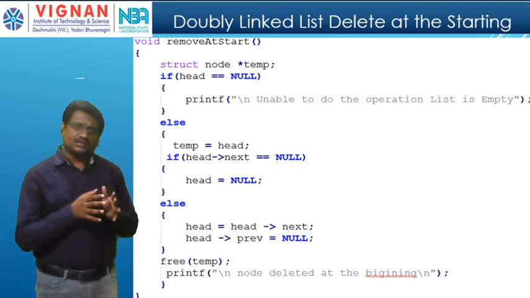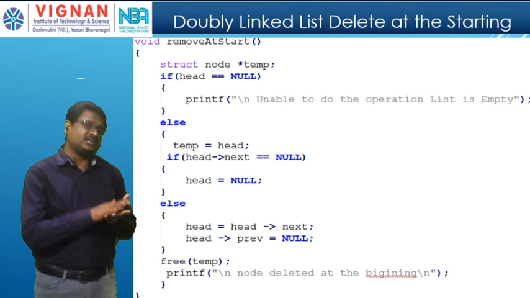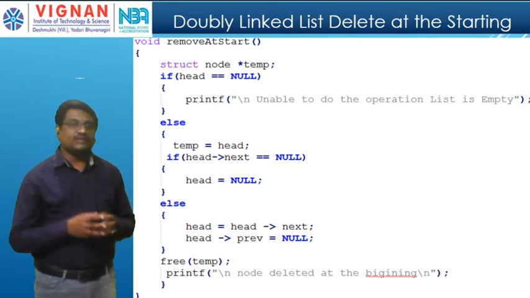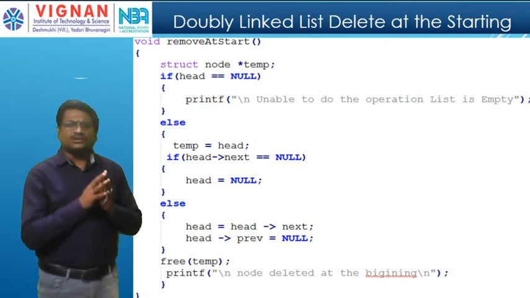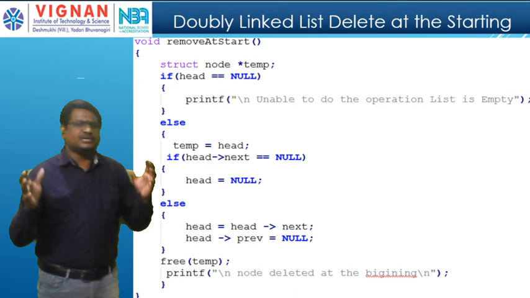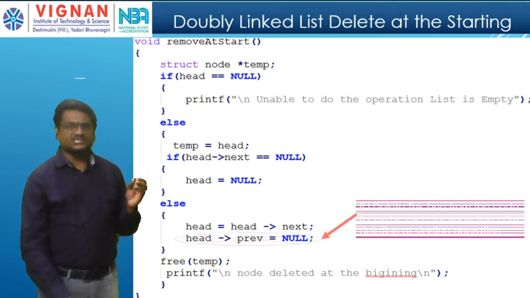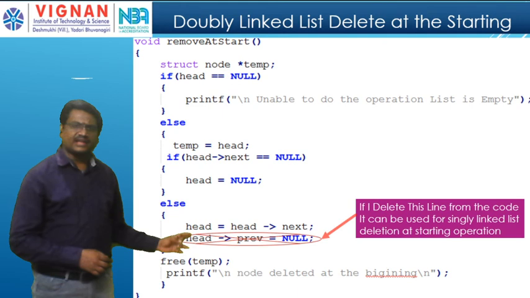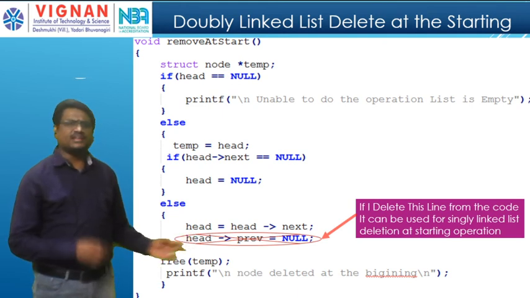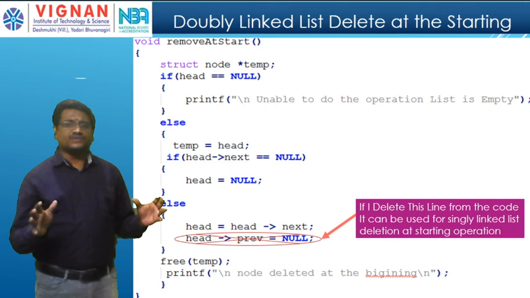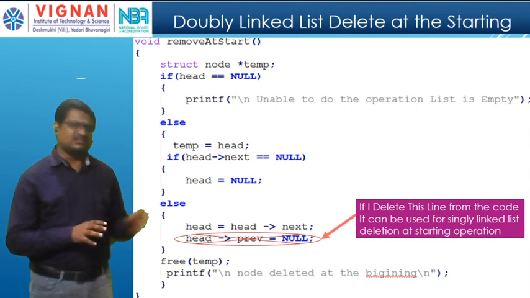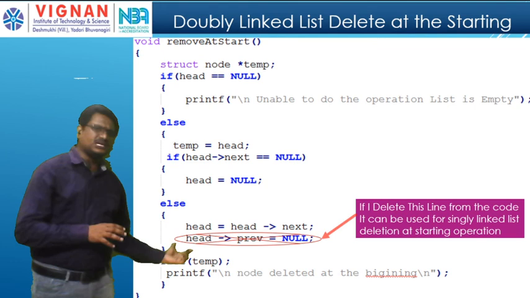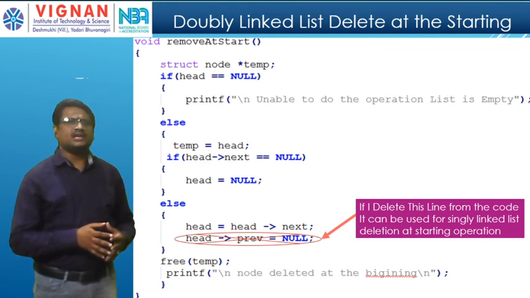Okay, this is the complete process if I am deleting from the double linked list. Okay, if I want to delete an element from the single linked list, what do I have to do? Simple, don't make any big changes, just a simple change. What is the change? See, if I delete this line, then it will automatically work for the single linked list also. In a single linked list, if I want to delete an element from the starting, in the complete program, just delete this line, then automatically it will work.